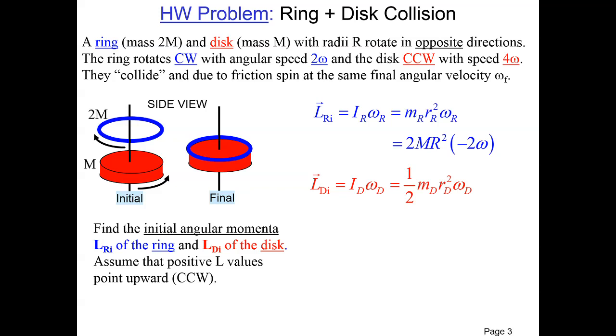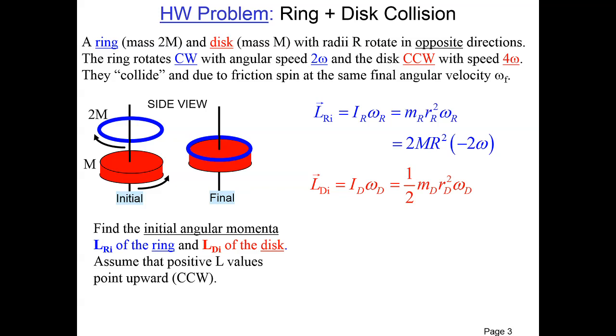The angular velocity is 2 omega, but it is clockwise. So the angular velocity vector points down, if you do your right-hand rule, so it is negative 2 omega. That means that the angular momentum is 2 mr squared times negative 2 omega. So our angular momentum of the ring here is a negative 4 mr squared omega.